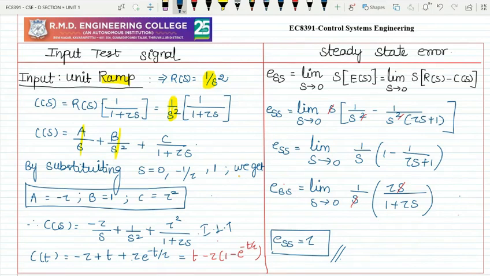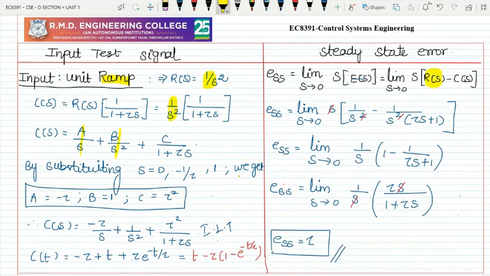Now, after finding out the time response of the test signal, your immediate job is to find out the steady state error. So the same formula, but here you are going to find out your R of s.